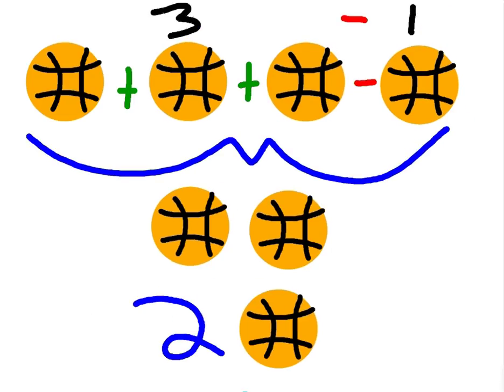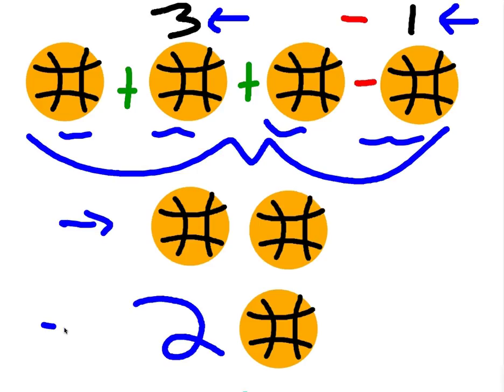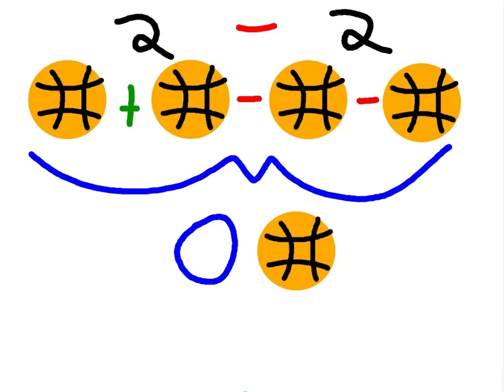Say we have 3 basketballs. So we add 3 and then we take 1 away. That's the same as doing 3 minus 1, which is just 2 basketballs, right? If you start with 3 and subtract 1, you have 2. And another way of writing that is 2 basketballs.